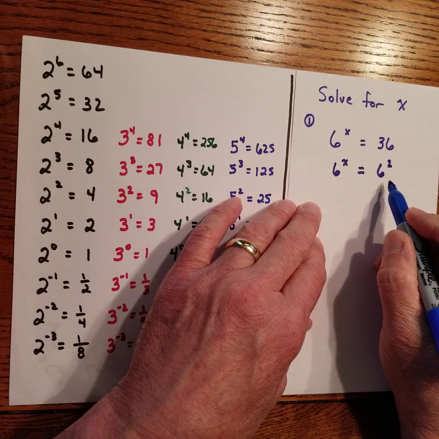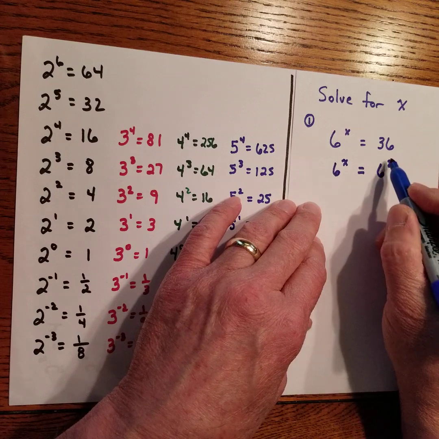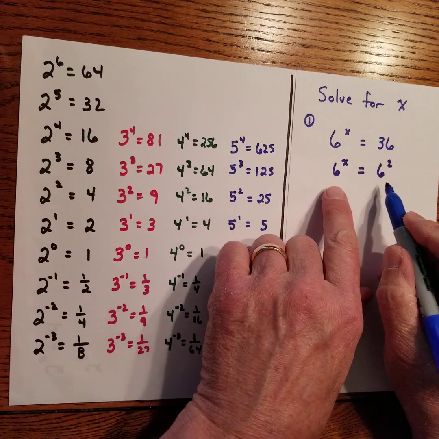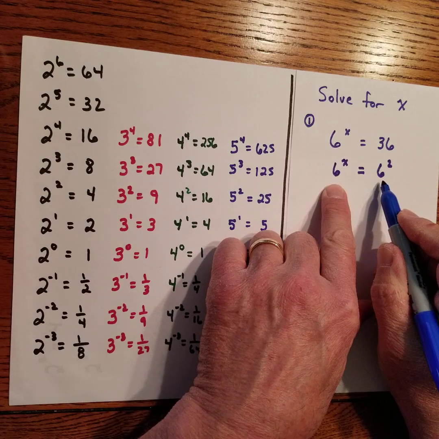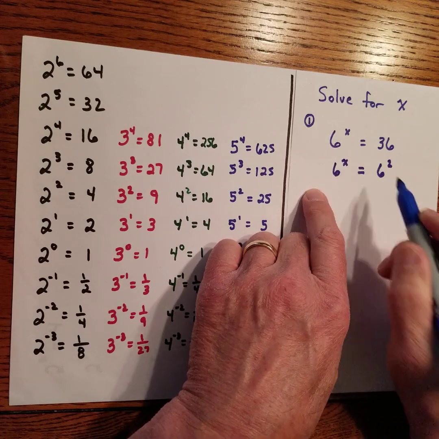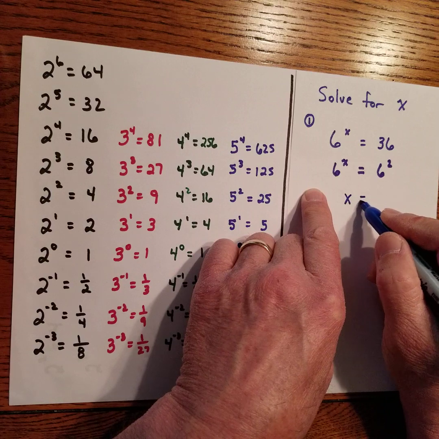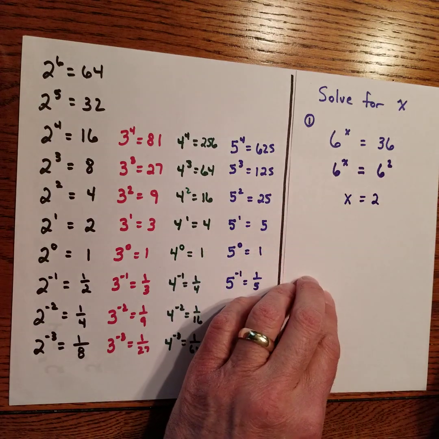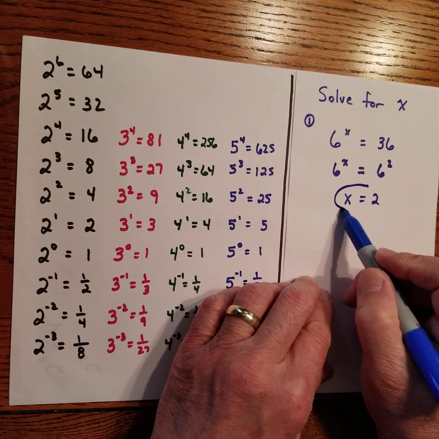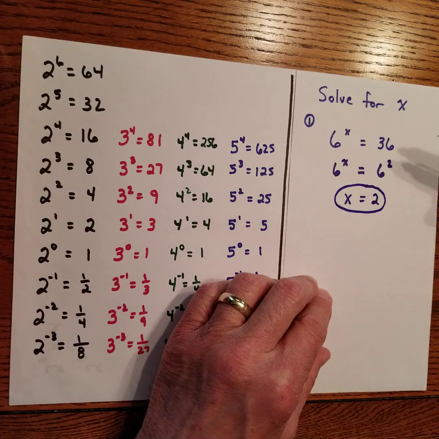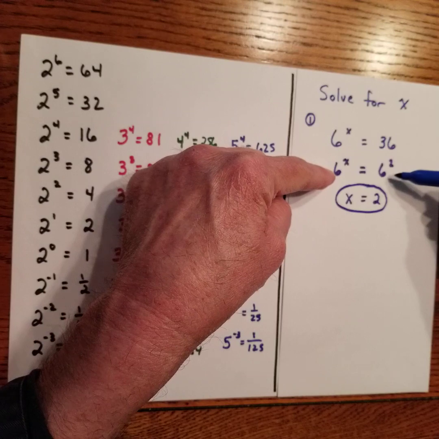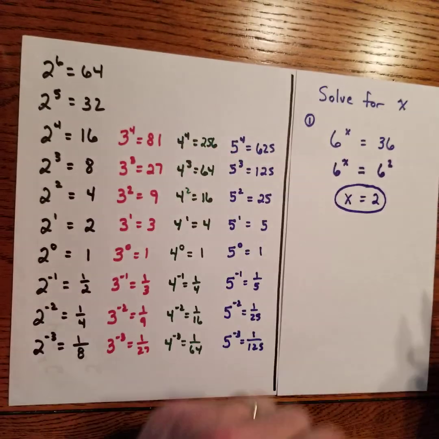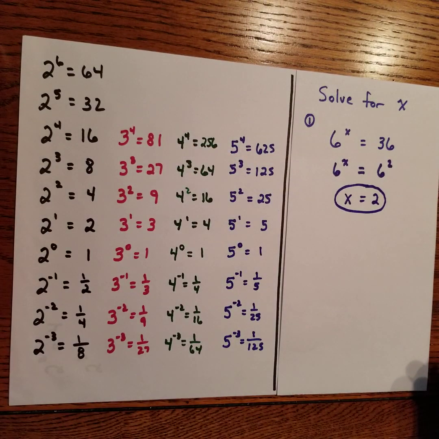Now, in order for this to be an equation, everything on this side must equal everything on this side. And since these bases of 6 are already equal, the only way for this to be an equation is for these exponents to be equal. Let's circle that up. What did we do? We changed the equation so that they both had a base of 6. If they both have a base of 6, then their exponents must be equal.